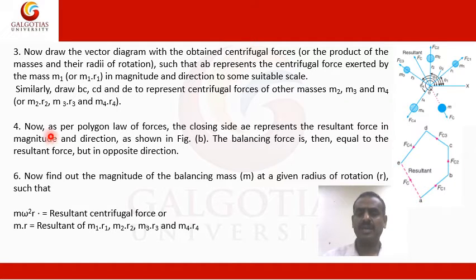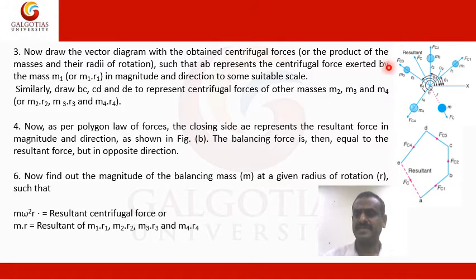Now as per the polygon law of forces, the closing side AE represents the resultant force in magnitude and direction. The balancing force is then equal to the resultant force but opposite in direction. So we get the resultant force like this, and the balancing force is equal to the resultant but in the opposite direction.